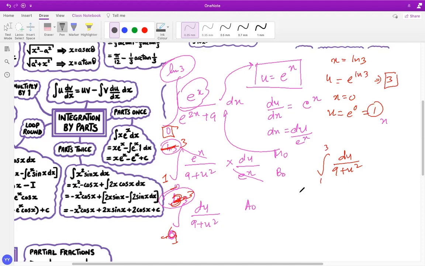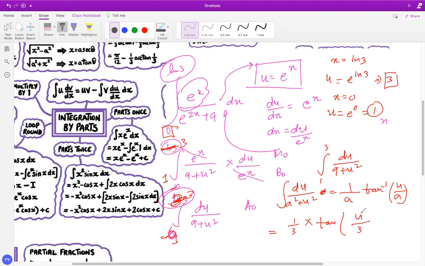Now this integration is one of the standard formats: du over a square plus u square, which is nothing but 1 over a tan inverse of u over a. So this is going to be 1 over 3 times tan inverse of u over 3, because if you compare, 9 plus u square is 3 square plus u square, so a is 3. So 1 by a is 1 by 3, tan inverse of u by 3.